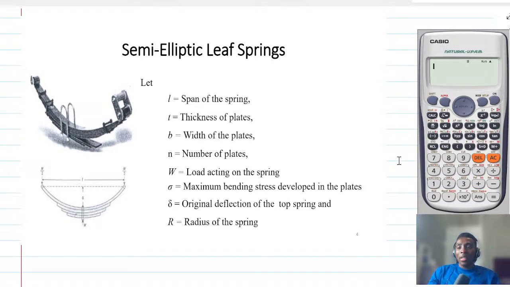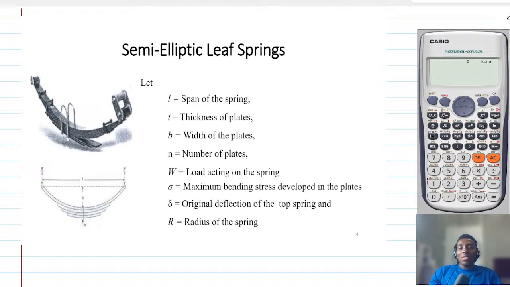So the first thing I want to look at is when we have semi-elliptic leaf springs. Mostly a leaf spring is common with automobiles. Okay, so we are going to use some formulas. All you have to do is know the formulas and what they mean.